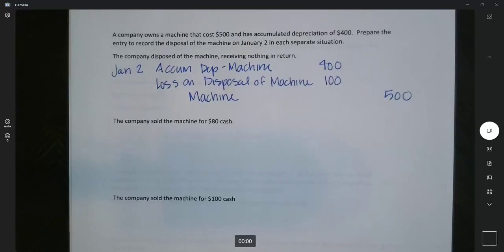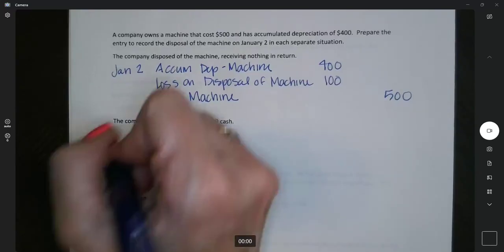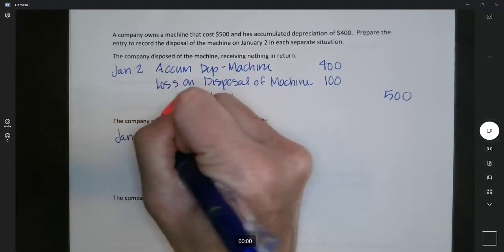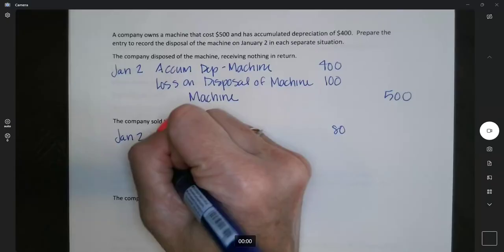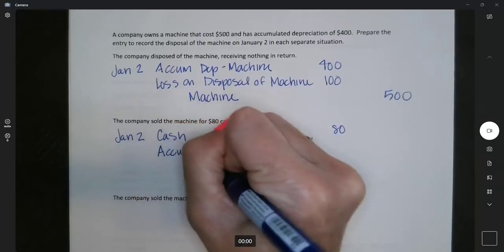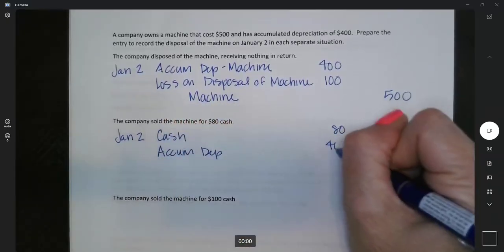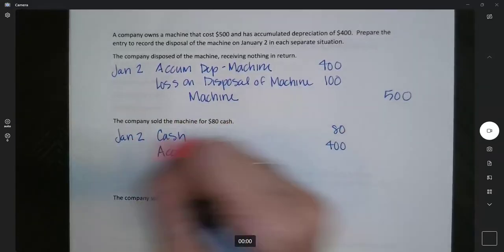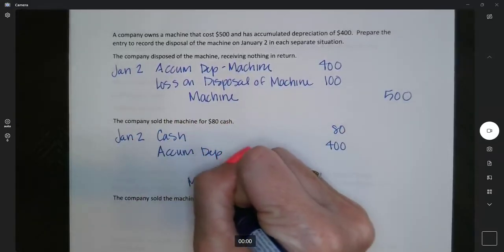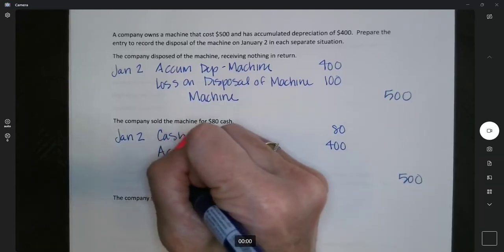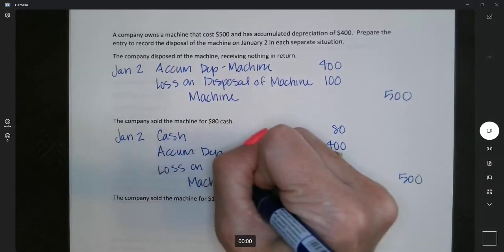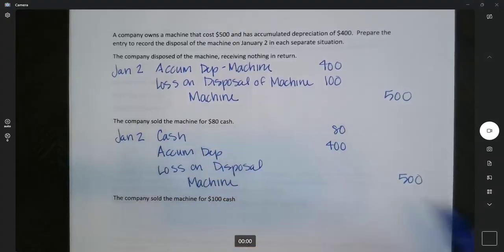Next up, the company sold the machine for $80 in cash. We'll debit cash, $80. We'll debit accumulated depreciation on the machine, 400. We'll leave a space. We'll credit the machine, 500. We still need to record a loss of $20.